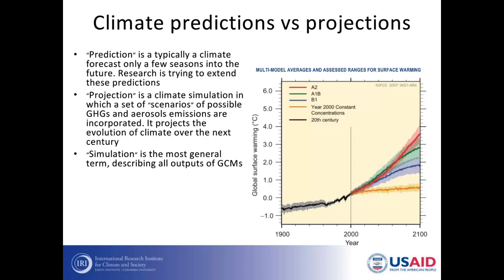What's the difference between a climate prediction and a climate projection? Well, a prediction is typically a climate forecast made only a few seasons into the future. Research is trying to extend this in time range to several years in advance. On the other hand, a projection is a climate simulation in which a set of scenarios of possible greenhouse gases and aerosol emissions are incorporated. It attempts to project the evolution of the climate over the next century. The term simulation is the most general term used to describe all outputs of GCMs, often for research purposes.